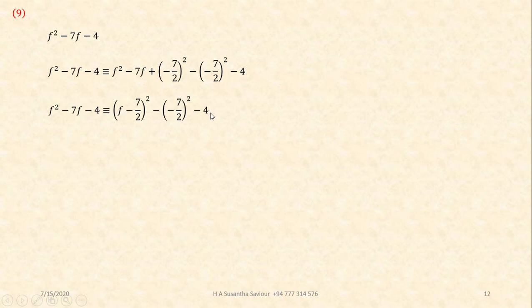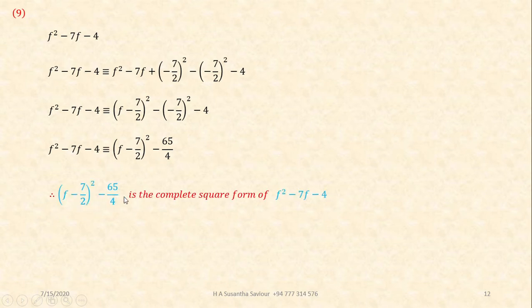This will be minus 4. Then it will be minus 16 over 4. So 49 minus 16 will be 65. Right? So we can write it like this. This is the complete square format of this one. You can see it very clearly now. We did quite a few examples and we'll go to another example.